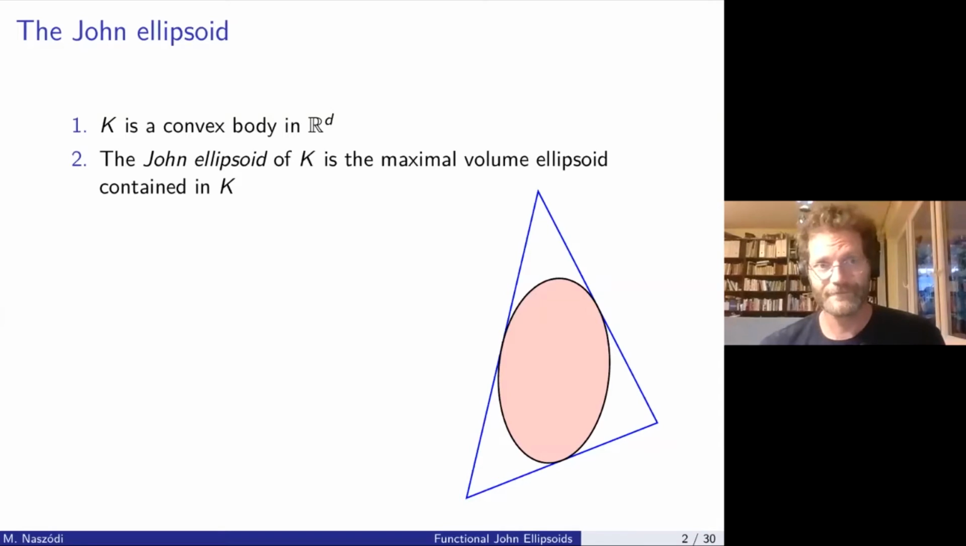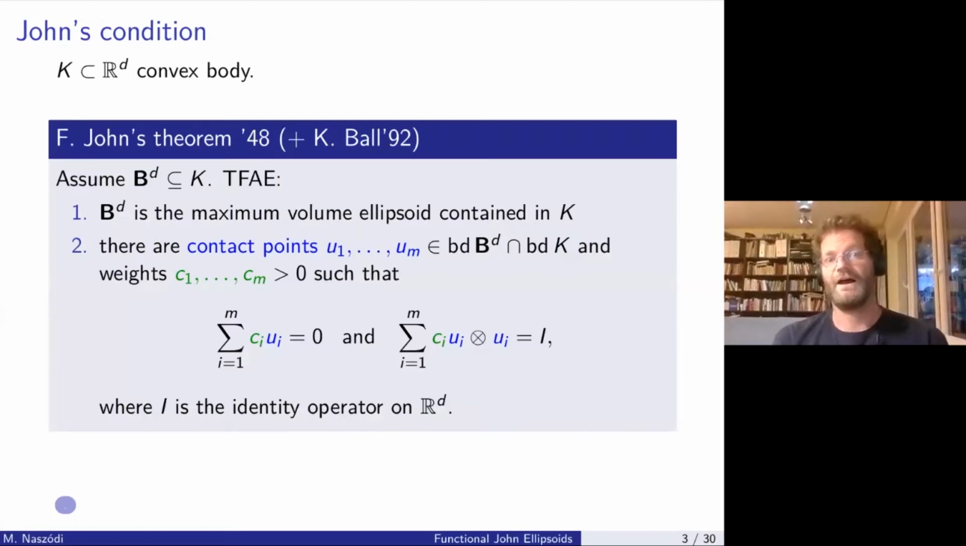Okay. So the basic fact that we start from is the following. You have a convex body here. It's a triangle on this picture. Then you can take the largest volume ellipsoid contained in this body, and we call it the John ellipsoid, and it has all sorts of nice properties. What kind of nice properties does it have? First and foremost, it has a characterization using its contact points. This is the well-known theorem of John.